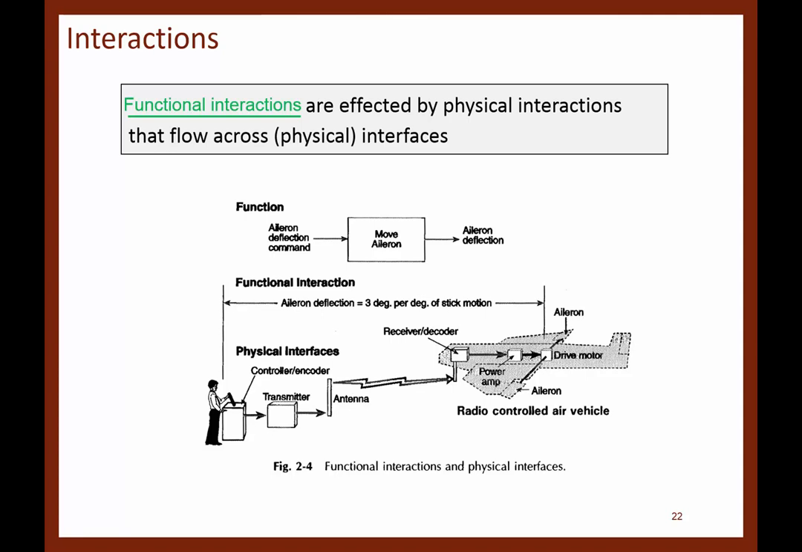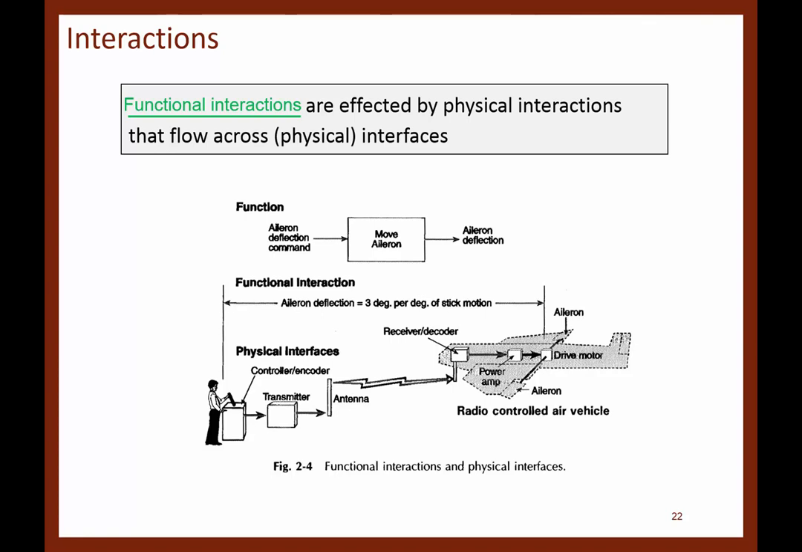Functional interactions are effected by physical interactions that flow across physical interfaces. And here's again the example of the airplane. So for a function, you have a command, then you move the aileron, which is this part of the wing, in order to make the plane turn. Based on what you want to do, on that function, you are going to have some deflection. So for functional interaction, you have aileron deflection, 3 degrees per degree of stick motion.